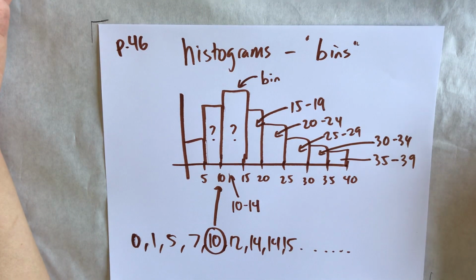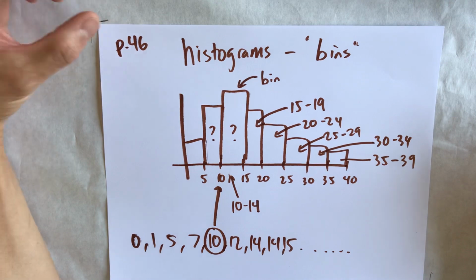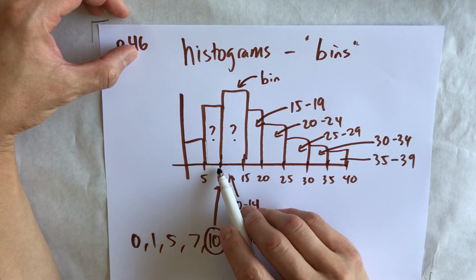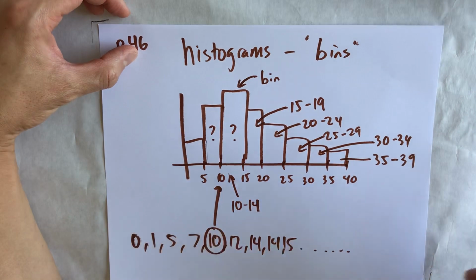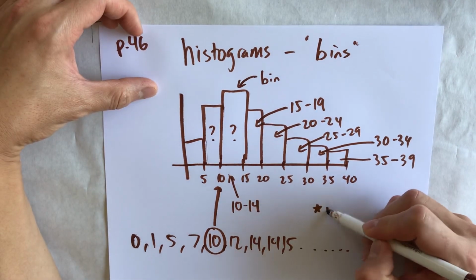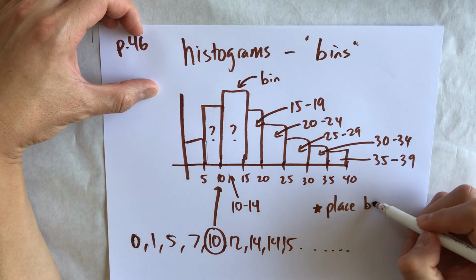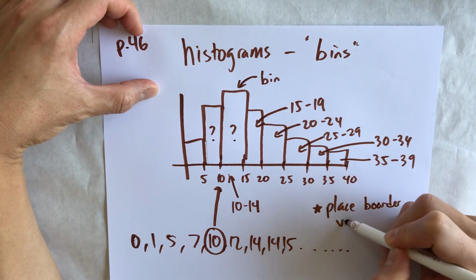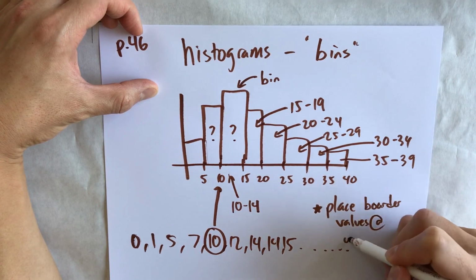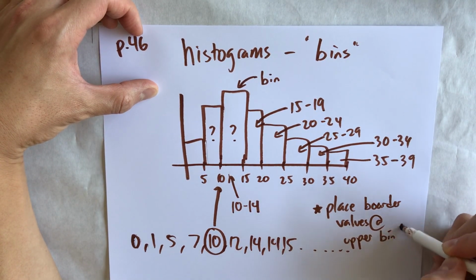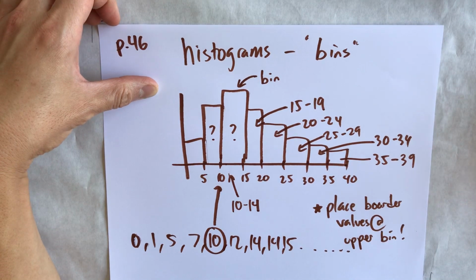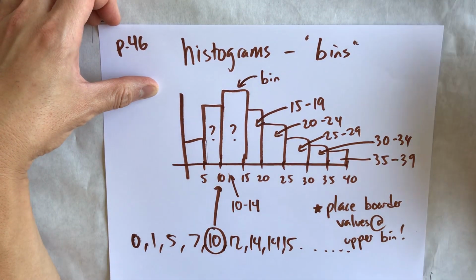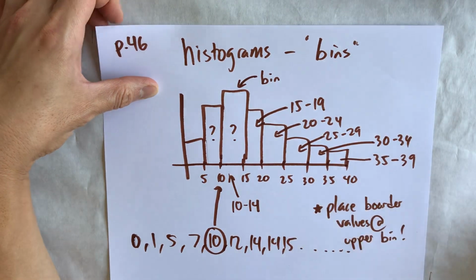Now it's totally up to you, but for our class, please make note of this, we will always put a number on the border in the upper bin, rather than the lower bin. So, place border values at upper bin. For our class, just to make it easy, just to make sure we're all on the same page. Technically, if you're going to make a stats report for something, it doesn't matter, but you have to be consistent. But for our class, let's consistently keep it in the upper bin.